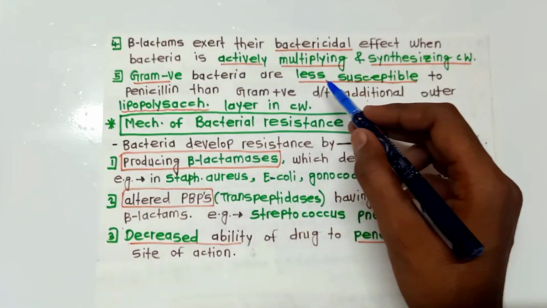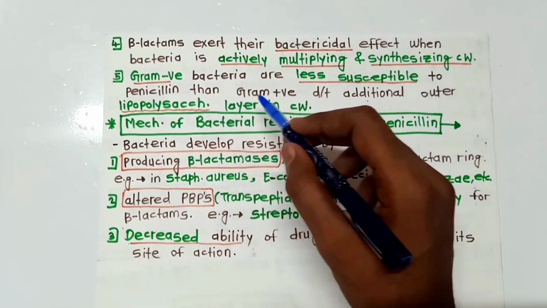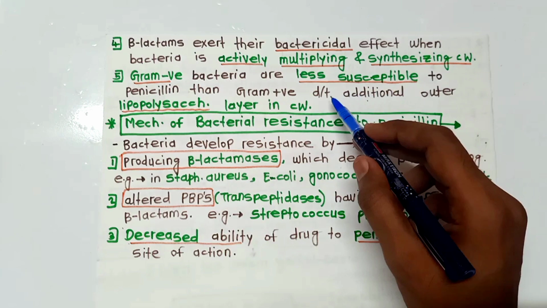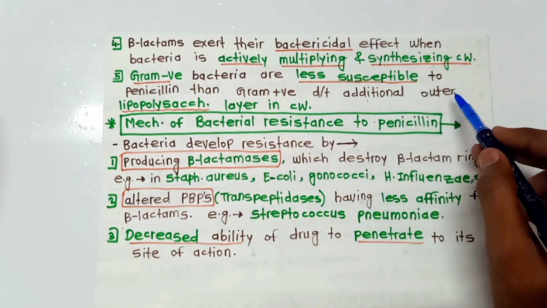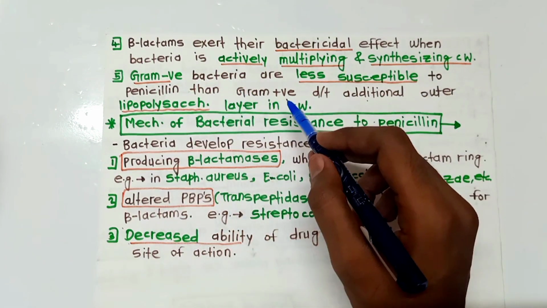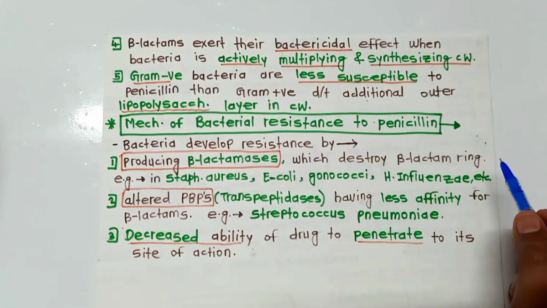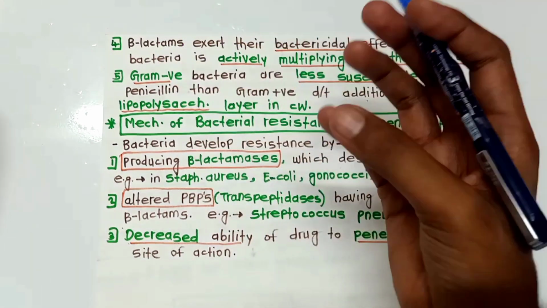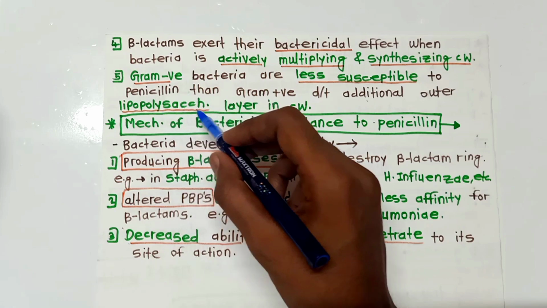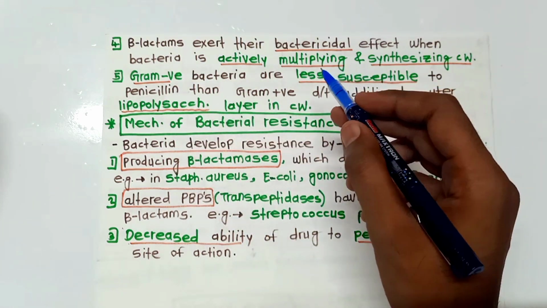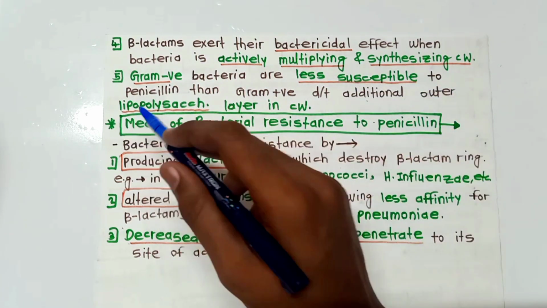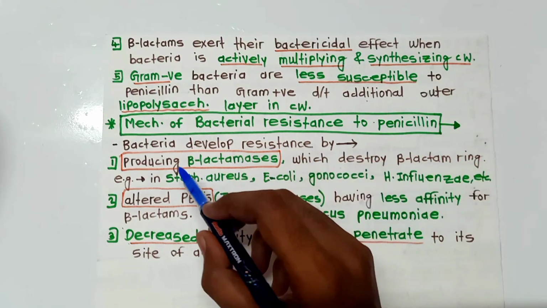The gram-negative bacteria are less susceptible to the penicillin than gram-positive bacteria due to the presence of an additional outer lipopolysaccharide layer in the cell wall of these gram-negative bacteria. So gram-negative bacteria have this additional lipopolysaccharide layer in their cell wall. That's why they are less susceptible to the penicillin than gram-positive bacteria.